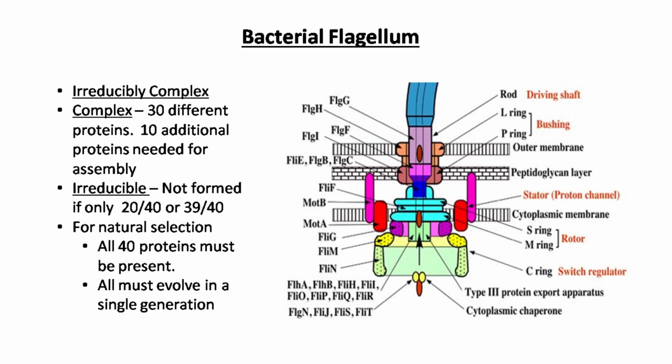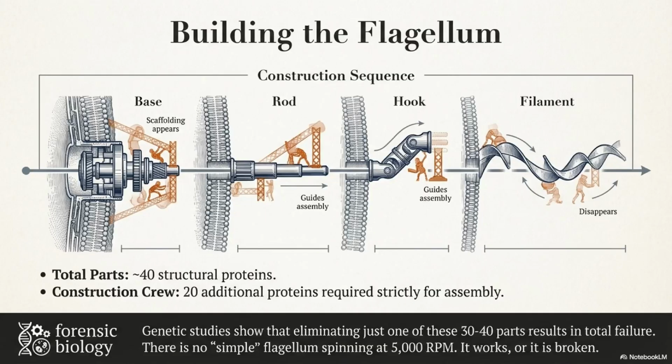It is, and structurally, it is a dead ringer for a human-engineered motor. Scientists actually give the parts standard engineering names. It has a stator, a rotor, a drive shaft, a U-joint, and a propeller. And it takes about 30 to 40 different proteins just to build it. They even have specialized constructor proteins whose only job is to assemble the flagellum. And so I assume Behe's argument is exactly the same here as the mousetrap. Yeah. If you pull out the rotor, the bacteria doesn't just swim a little slower. It doesn't swim at all. It is dead in the water.